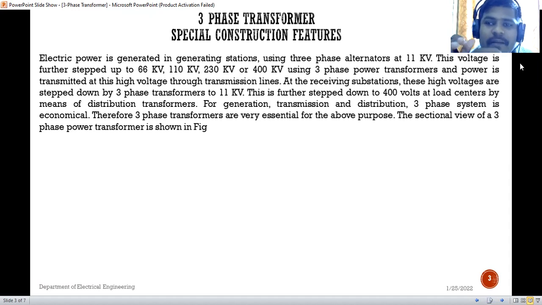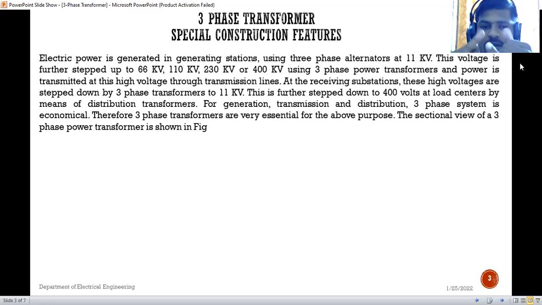No. So instead of transmitting a single phase, we are transmitting a three phase because it is economical. म्हणजे एकाच लाईन वरून आपण दोन्ही सप्लाय घेऊ शकतो, whether the requirement is single phase, two phase or three phase. Okay, so it is economic.